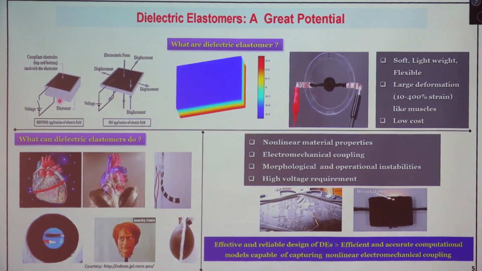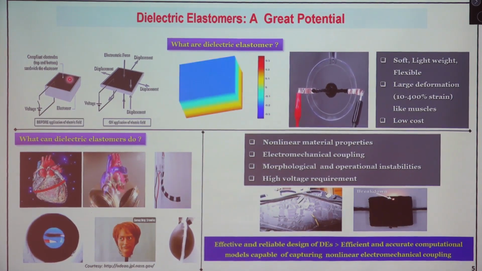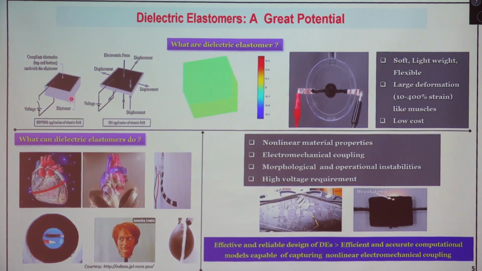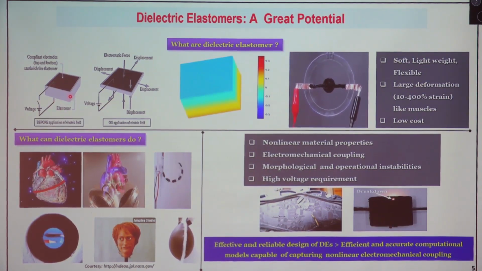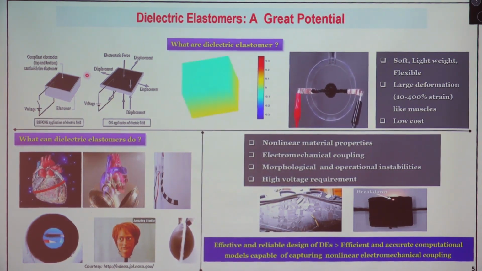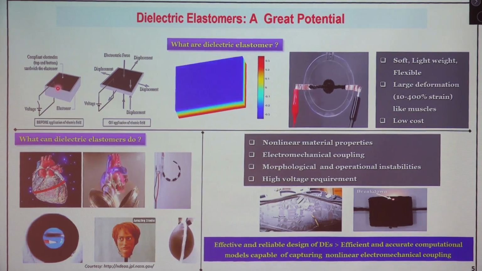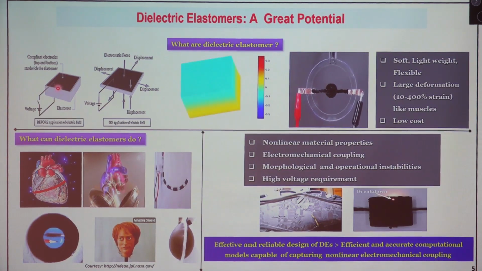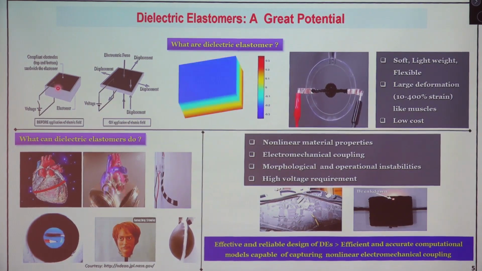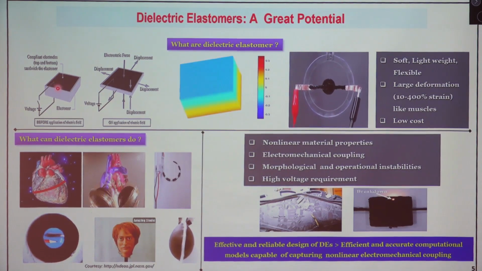So it is an elastomeric film sandwiched between two compliant electrodes. This is an electrode at the top and at the bottom, and this is an elastomeric film, that is the dielectric elastomer. So what is happening when you apply the potential difference? This compliant electrode is produced by applying carbon grease. When you apply the potential difference, we have to understand the basic mechanism. So what is a dielectric elastomer? That is the first question we are trying to understand.